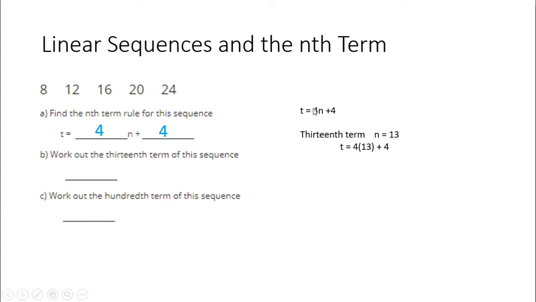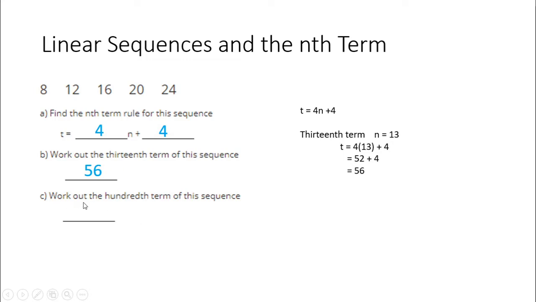I've just replaced the n with the position number that we're looking at. We're looking at the 13th term, the 13th position. I replace the n with 13. That's going to be 4 times 13, that's 52, plus 4, which is 56. So the 13th term in this sequence, you could continue it if you like. It'll take you quite a while though, just adding 4, adding 4, adding 4, till you get to the number 56. That's the 13th term.